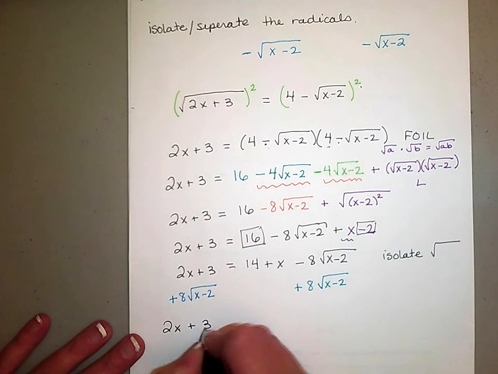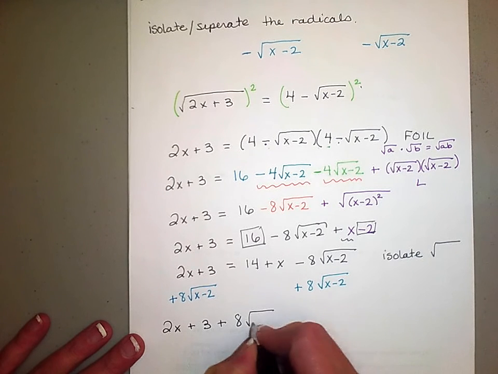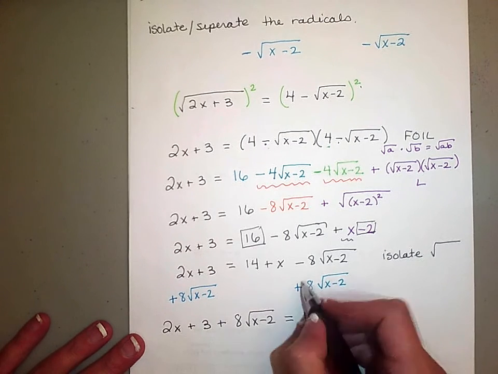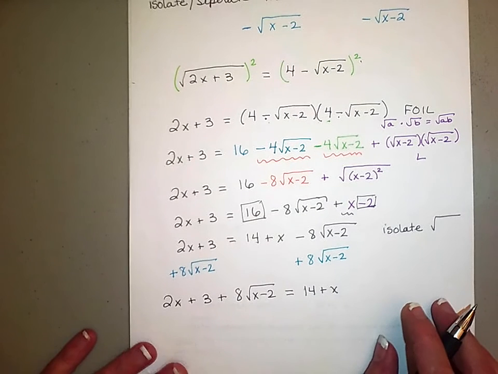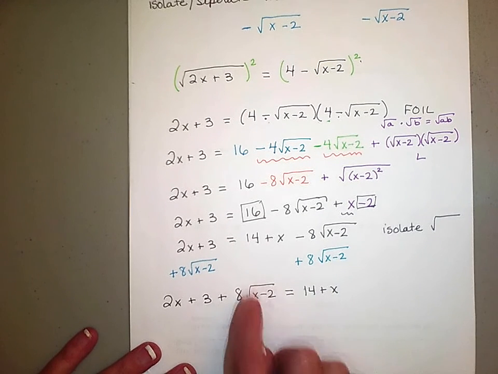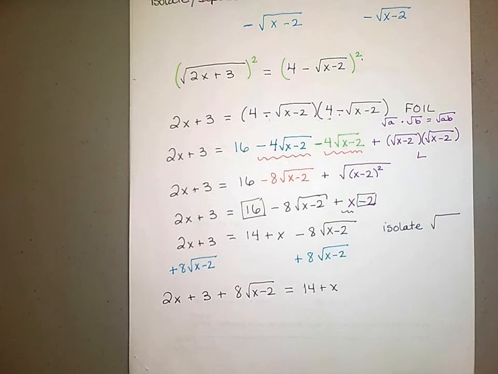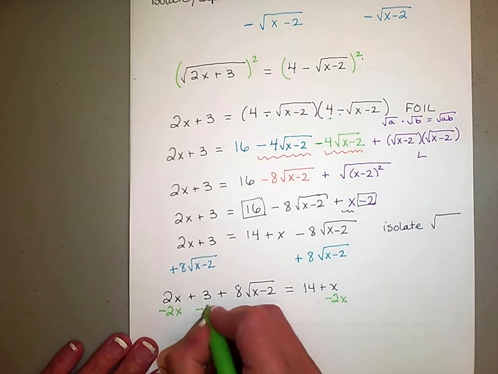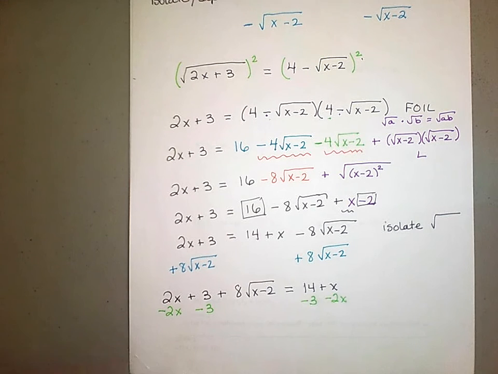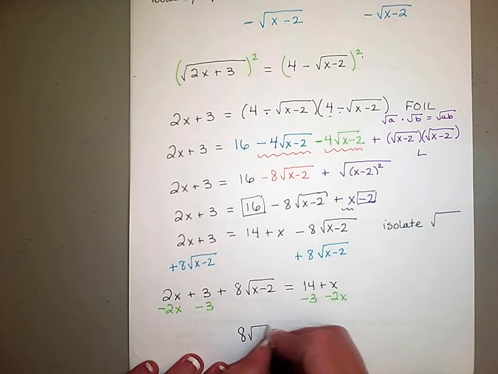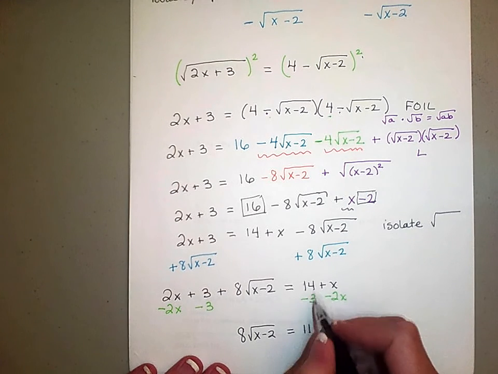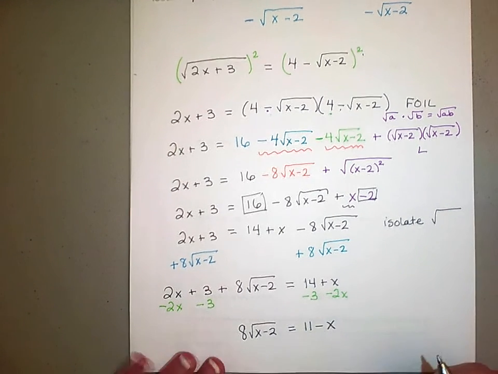So we have 2x plus 3 plus 8 square roots of x minus 2 is equal to 14 plus x. This will go to 0. And now I want this square root by itself. So let's subtract off everything. So if I could subtract 2 x's from both sides, and I could subtract 3. So we'll get 8 square roots of x minus 2 is equal to 11 minus x.